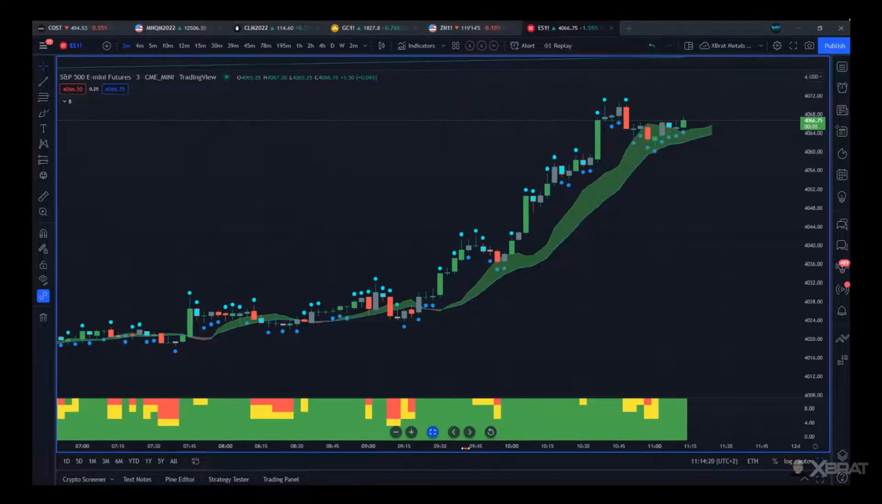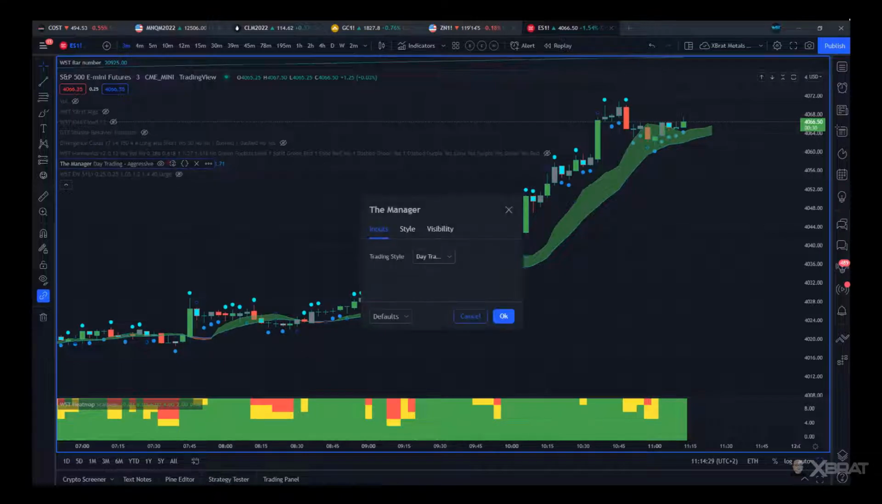So we're on the 3-minute time frame for ES. On the bias depth, we're on the scalping setting, and we're on day trading aggressive for the manager. You see here we have day trading aggressive, moderate, conservative. So day trading aggressive is really for scalping.